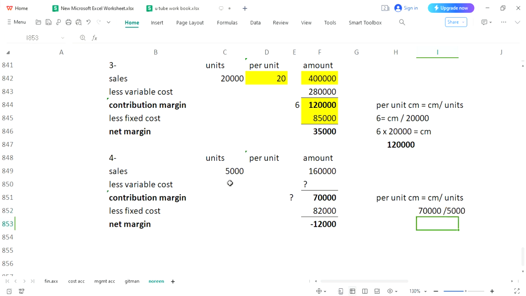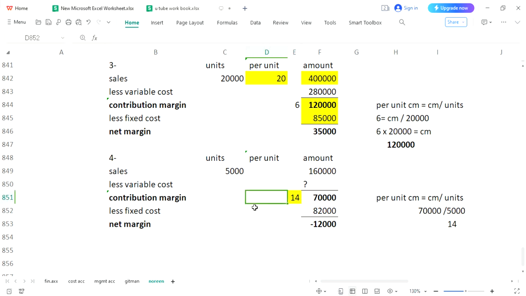Statement completed. It's time to put it on your calculator. What will you write? 70,000 divided by 5,000. So per unit CM has also been calculated. We can put over here 14. When per unit is completed, you can mark it as a completed missing figure. It was blank and we have filled it.